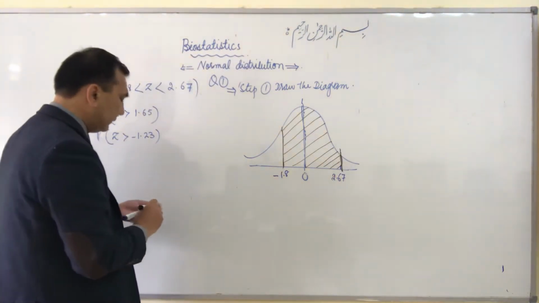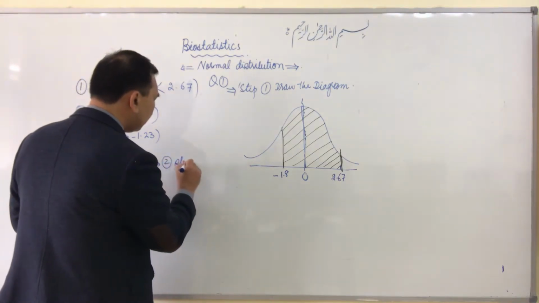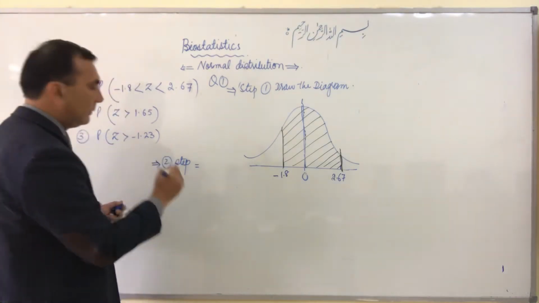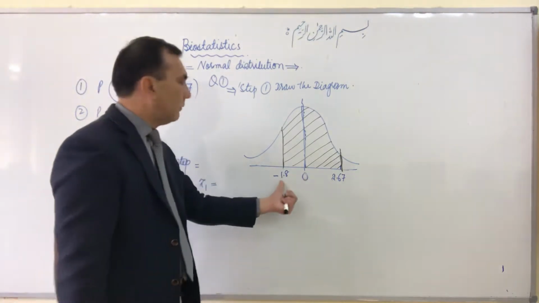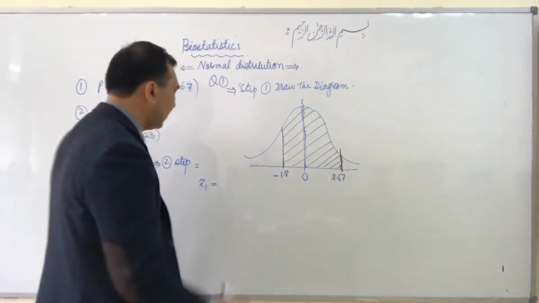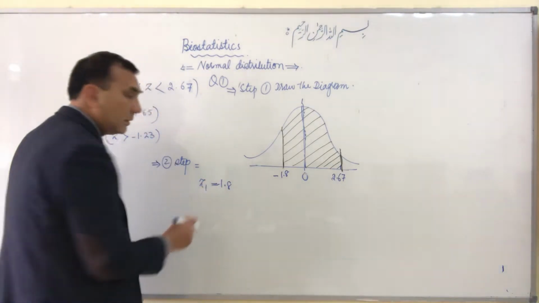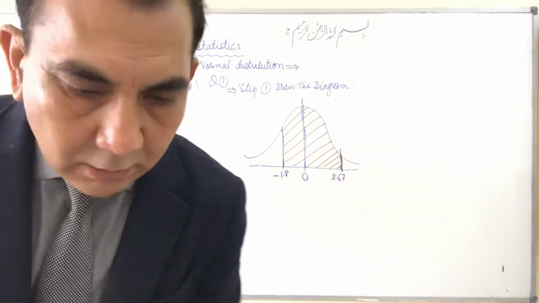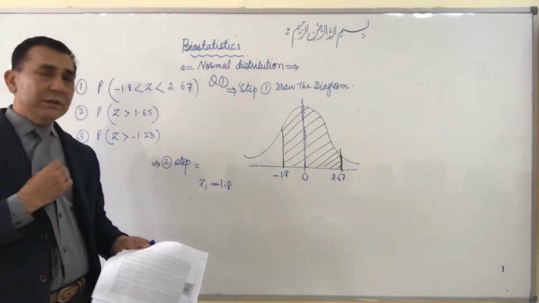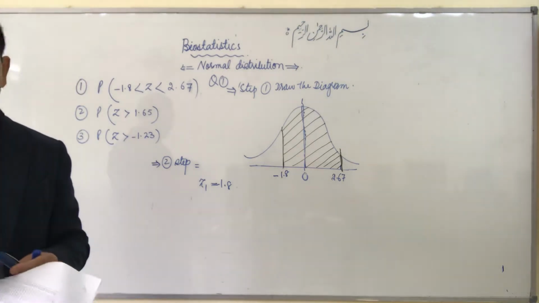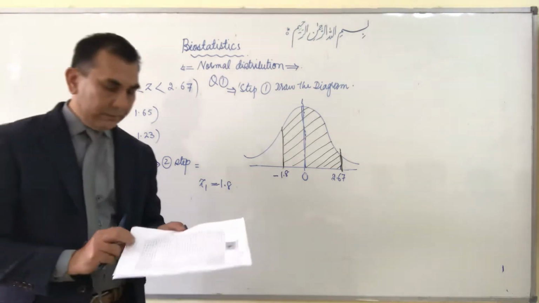Now step number 2. In step 2 we will solve it. What will we do? We have two Z values, one on the left side and one on the right side: Z1 is minus 1.8. As I told you yesterday, to find the proportion or percentage under the normal curve for a Z value, we use the Z table.